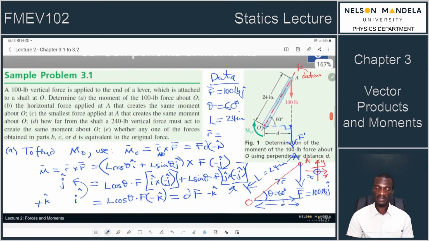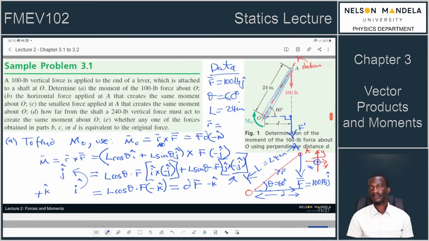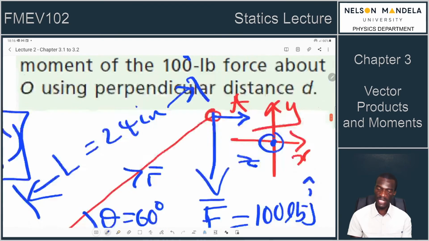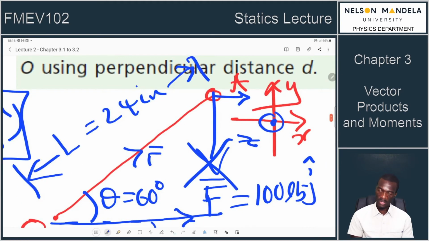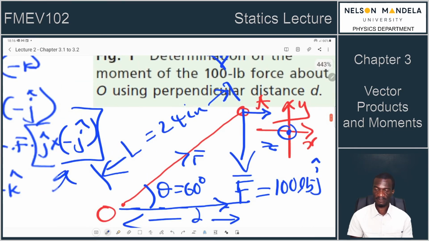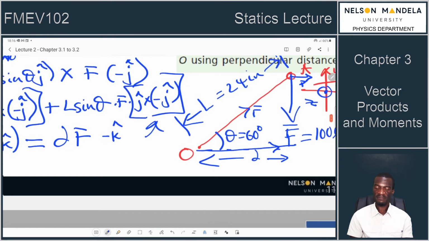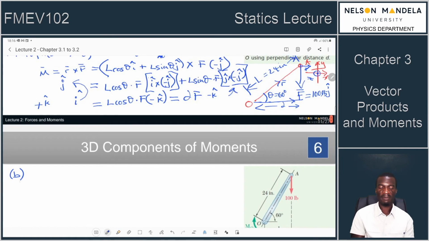The second part of this question then asks, determine the horizontal force applied at point A, which creates the same moment about O. So we are applying a horizontal force at this point, and we are removing this. What we are taking from this F is the moment that it had created. So we now have, let's call it P, the horizontal force. So this is now part B.